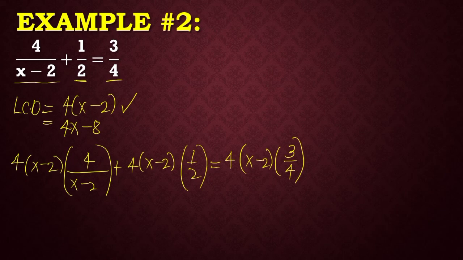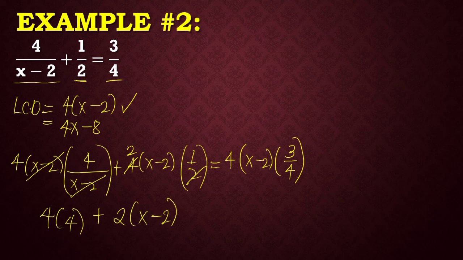Okay. So, pwede na tayong mag-cancel ngayon ng mga common terms. So, x minus 2, makakancel siya. So, ang matitira na lang 4 times 4. Next, plus. So, ang 4, tsaka 2, pwede siyang i-cancel. So, matitira na lang 2. So, that is 2 times x minus 2 is equal to, so, dito naman, makakancel yung 4, matitira 3 times x minus 2. So, ngayon, i-rewrite natin.